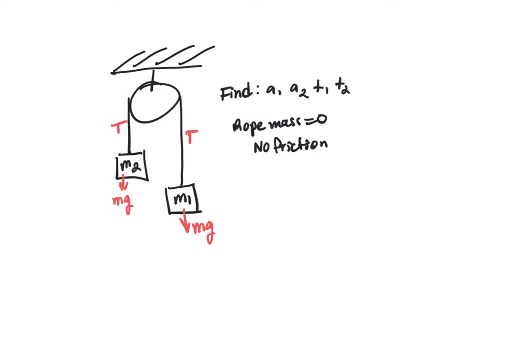All right, so let's figure out also our equations. So we're gonna use, for m2, m2g minus the tension equals m2a. Remember, it's sum of forces.